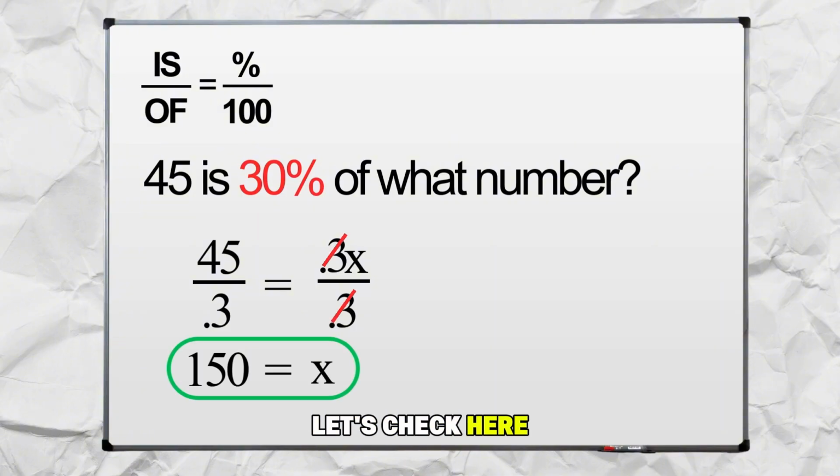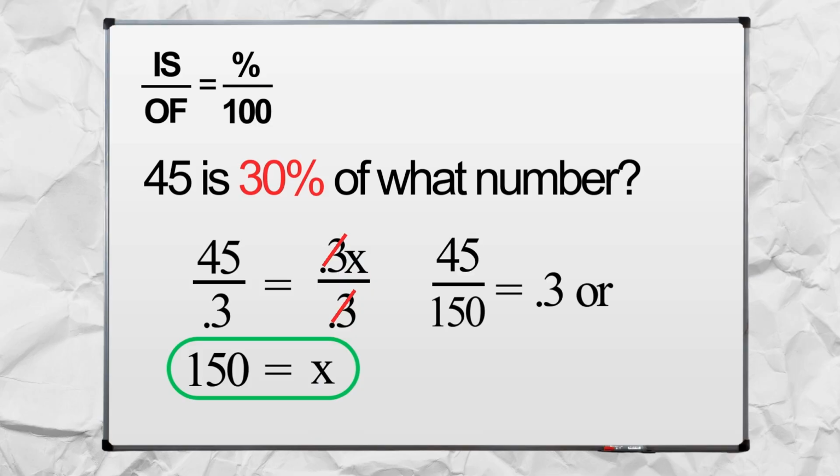150. Let's check here. We'll take our 45 now, and we'll divide 45 by 150, and we're going to get 0.3 or 30%.